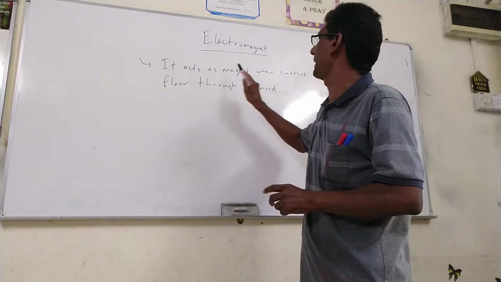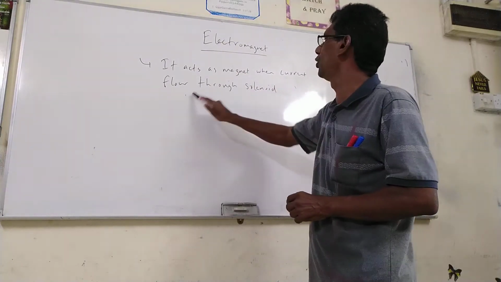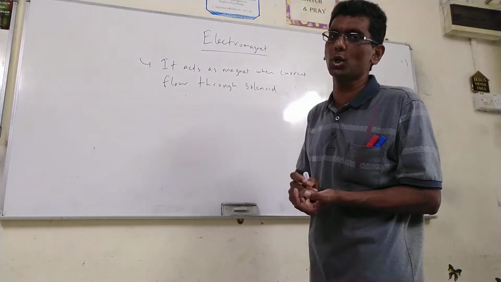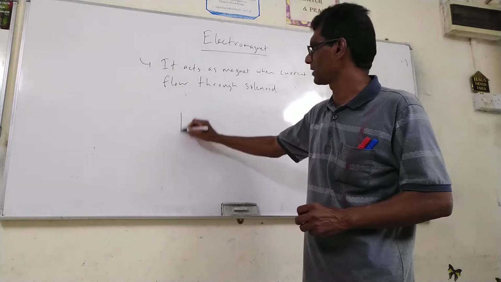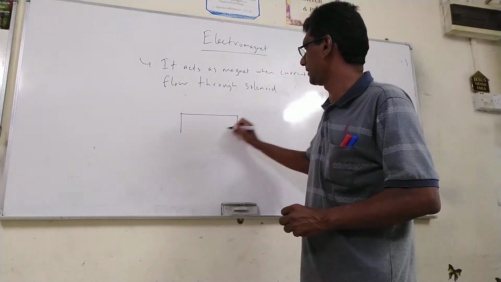Okay, electromagnet. It acts as a magnet when current flows through a solenoid. Okay, what is this electromagnet? Electromagnet is like this.